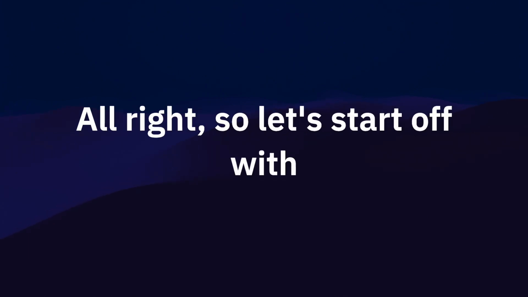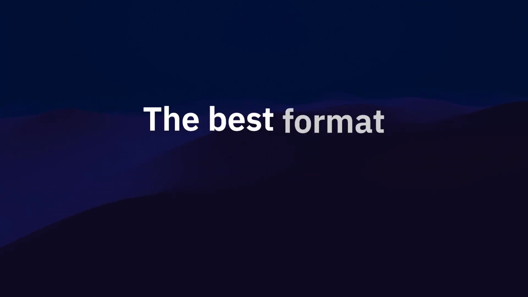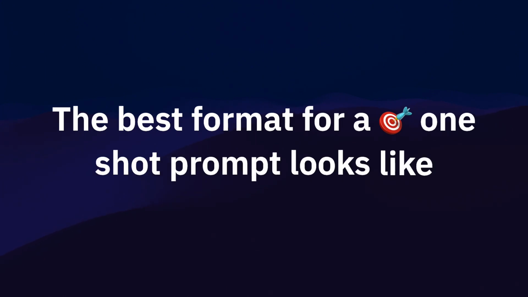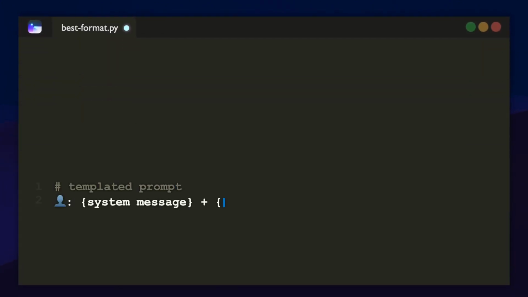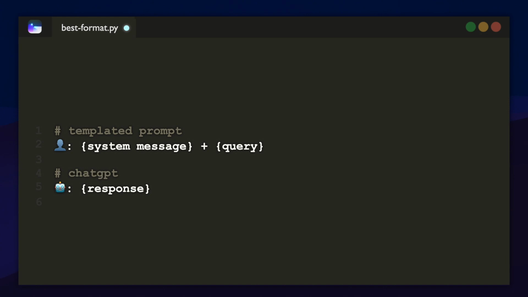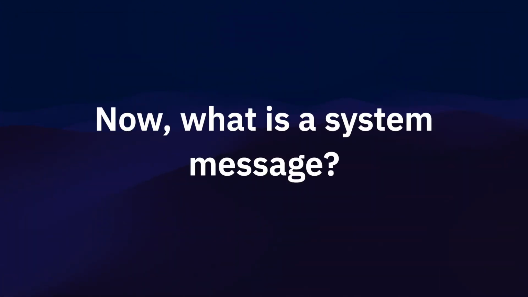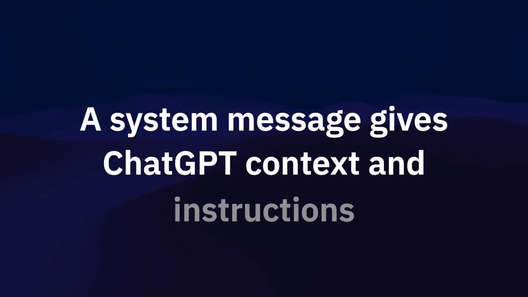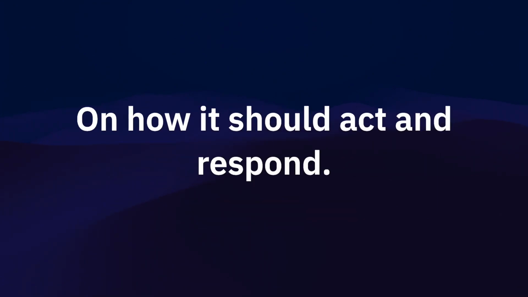Alright, so let's start off with one-shot prompts. And the best format for a one-shot prompt looks like this. What this method does is it adds a system message right before your main query to ChatGPT. Now, what is a system message, you might ask? A system message gives ChatGPT context and instructions on how it should act and respond.